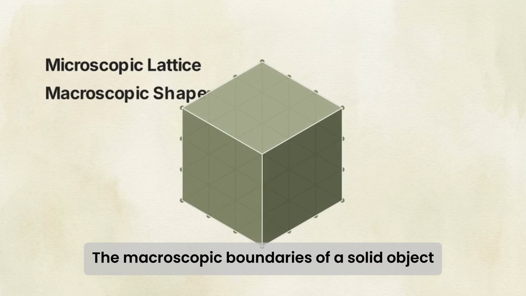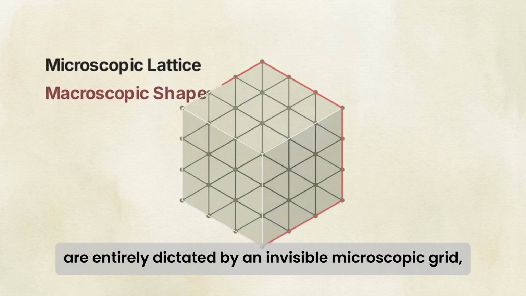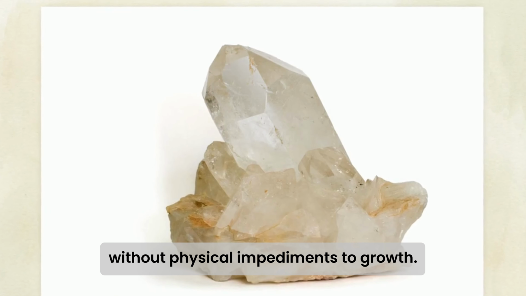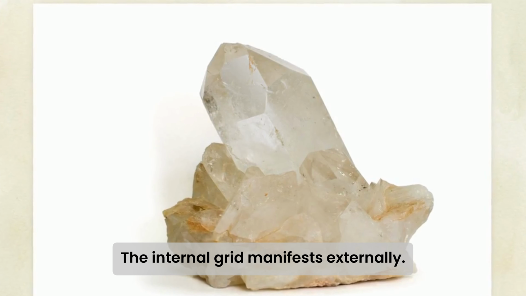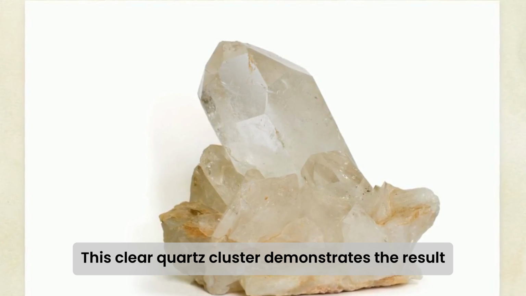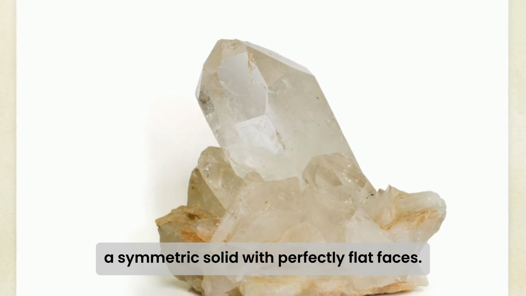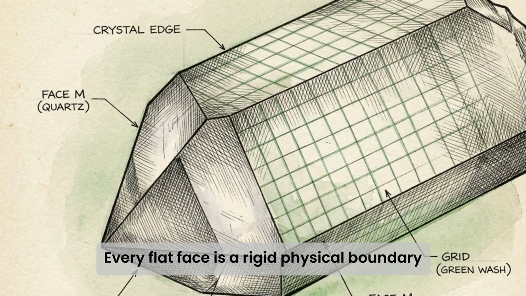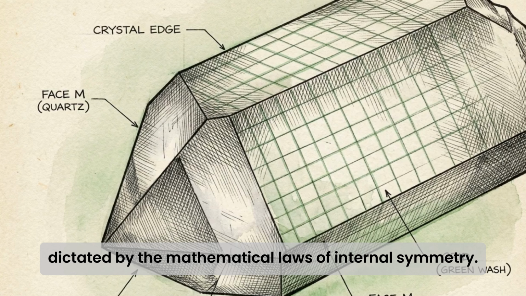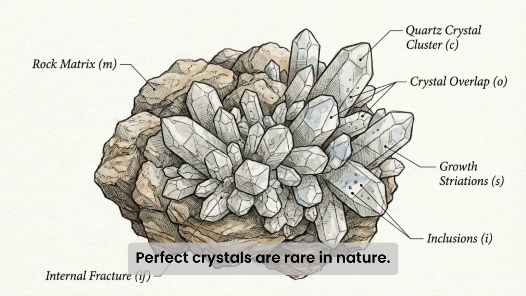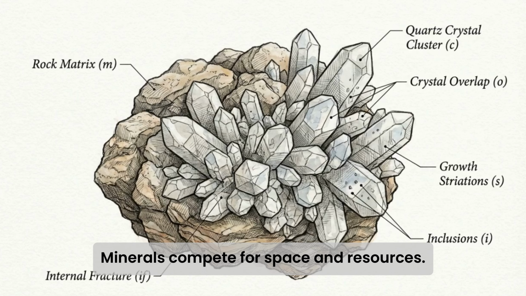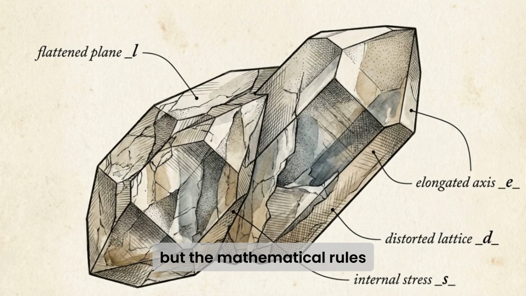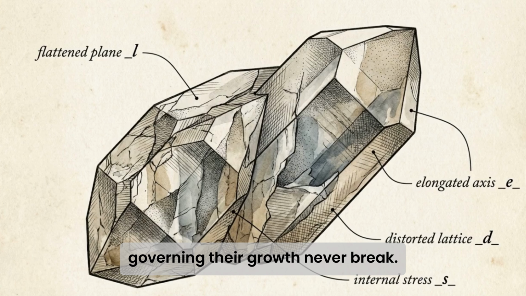The macroscopic boundaries of a solid object are entirely dictated by an invisible, microscopic grid. Without physical impediments to growth, the internal grid manifests externally. This clear quartz cluster demonstrates the result: a symmetric solid with perfectly flat faces. Every flat face is a rigid physical boundary dictated by the mathematical laws of internal symmetry. Perfect crystals are rare. In nature, minerals compete for space and resources. They grow crowded, warped, and lopsided. But the mathematical rules governing their growth never break.